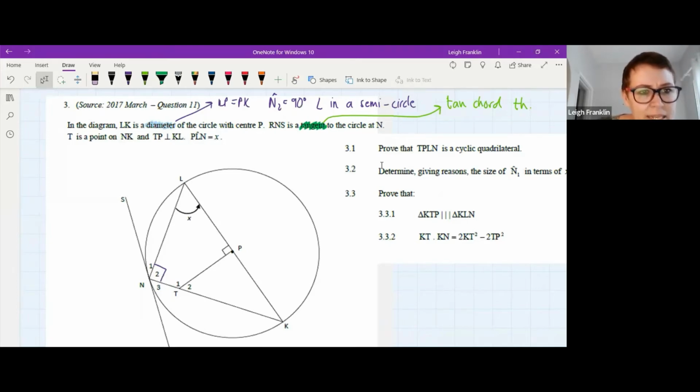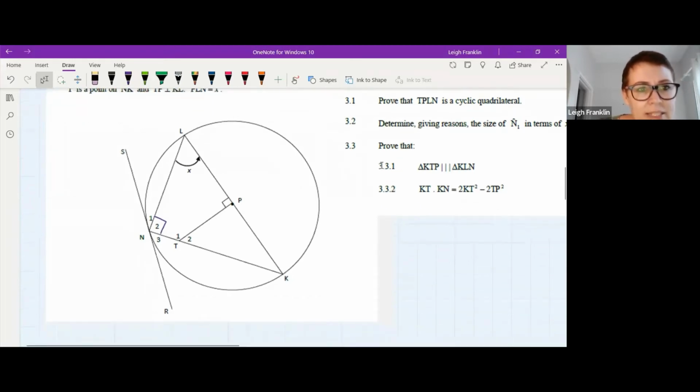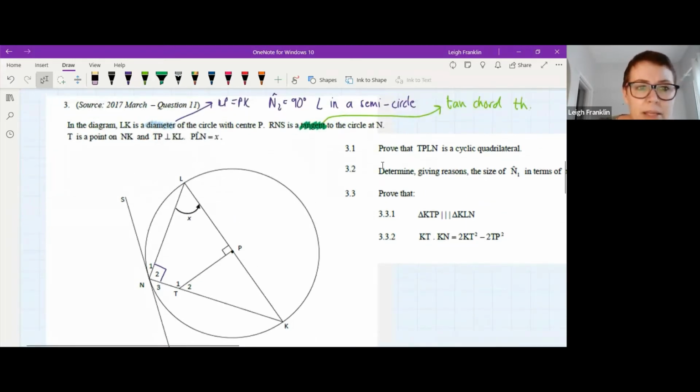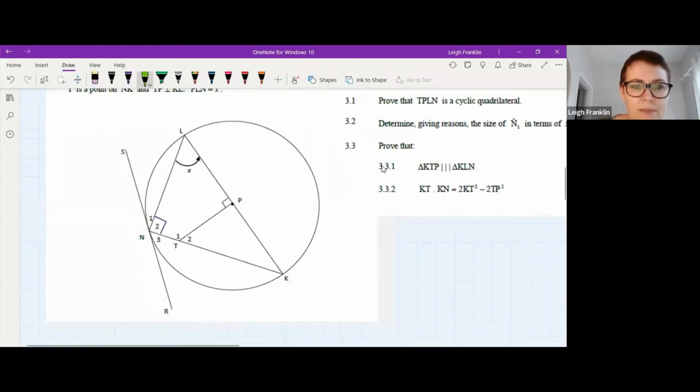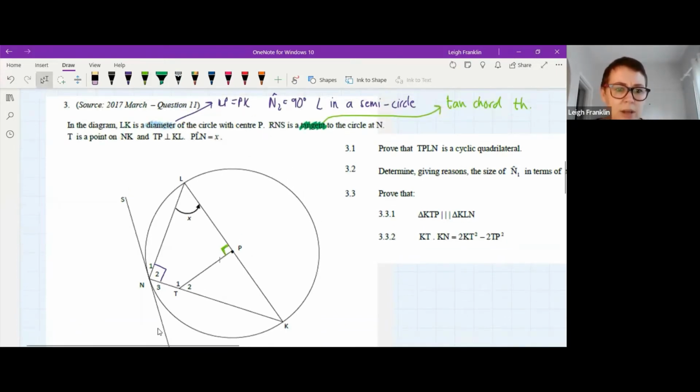Then they tell us that T is a point on NK, and that TP is perpendicular to KL. They put that in there for us, and they've shown us that over here. We can see that that's a right angle, so that's fine. The last bit of information, angle PLN is X, and they've done that on the diagram as well. Here's our X over there. That's quite a lot of information they've given us. Let's see what it is that they want us to do.